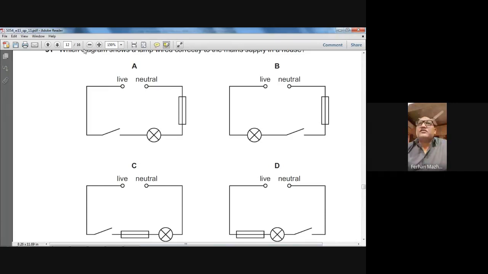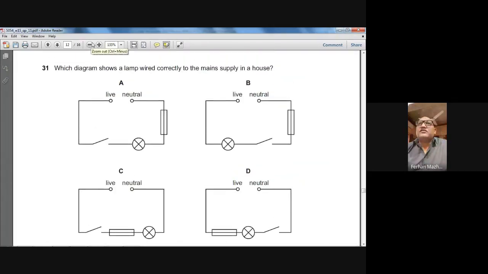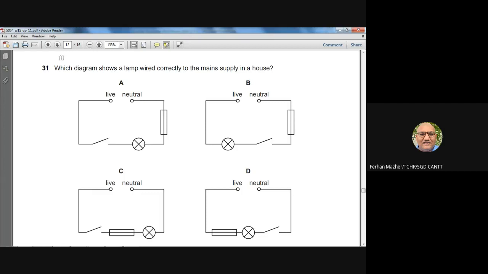Let me reduce the size a little bit. Which diagram shows a lamp wired correctly to the main supply in a house? So this is alternating current connected here. This is the live current coming, and from here it will go back to the neutral wire. Here they have connected a switch and fuse. Remember this: the switch and the fuse are always connected in the live. The fuse and the switch must be in the live.